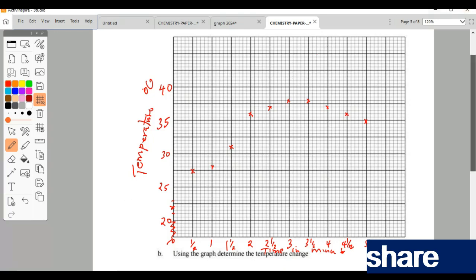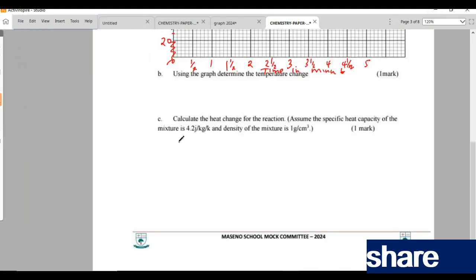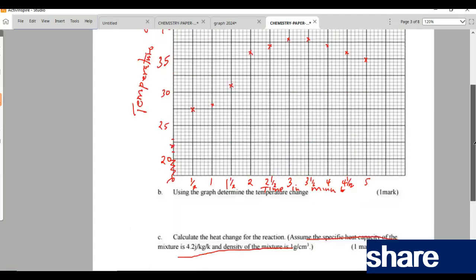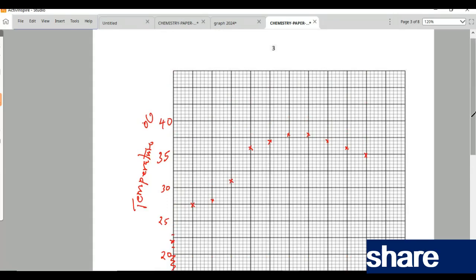When you look at the questions, you come here. This is what will guide you. Assume the specific capacity. This is what tells you that you are dealing with energy changes, so we will not have any curve. So what you do now, you take a line of best fit. So you start from the original.